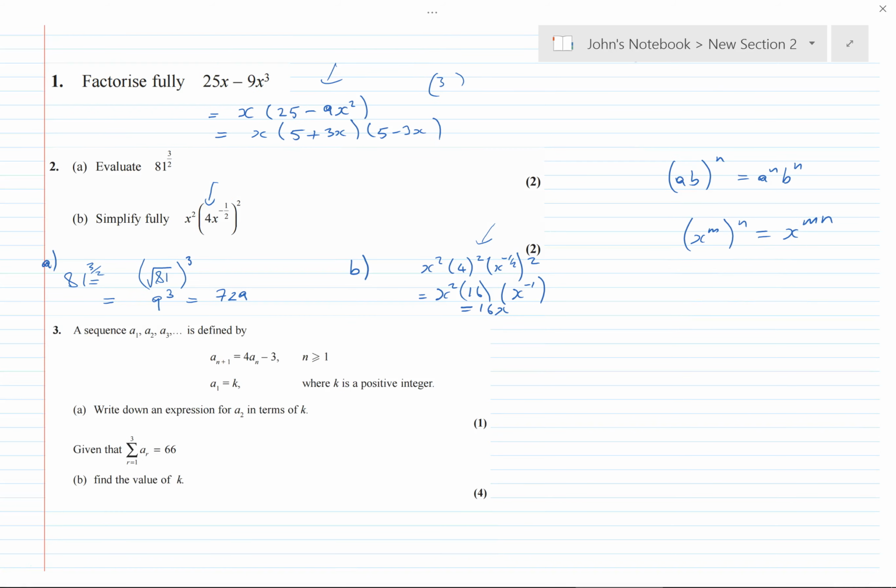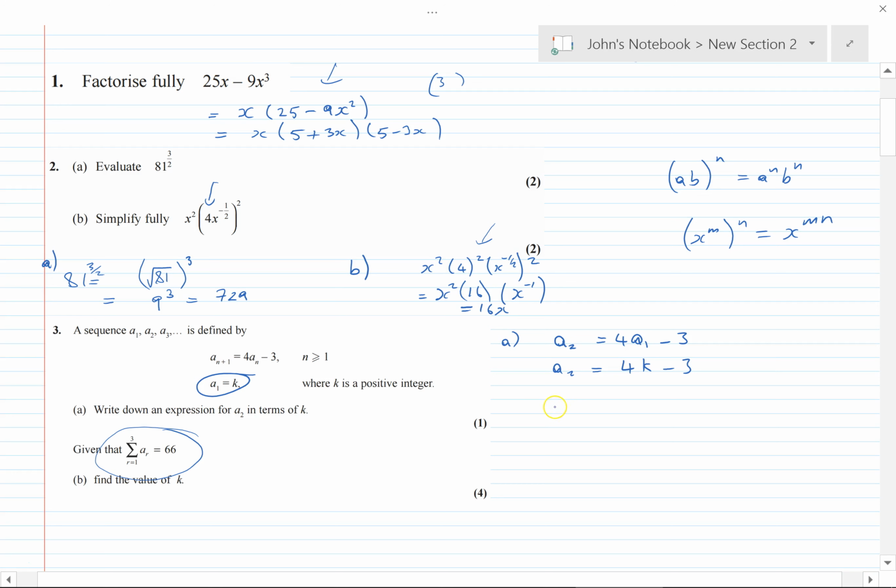Right, now on to question 3. A pretty straightforward sequence question with this recursive rule defined for it. It says find A2 in terms of k. Well, A2 is going to be equal to 4 times A1 minus 3, but of course we're told that A1 equals k, so A2 is equal to 4k minus 3. There's only 1 mark for that, because really we're just writing that down. Then it's got 3 terms. We've got 3 terms added together.